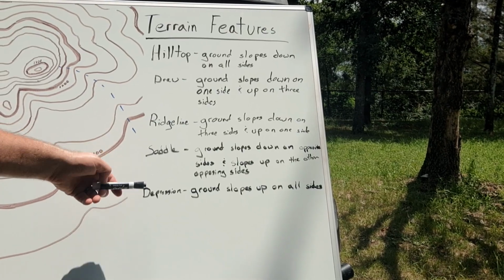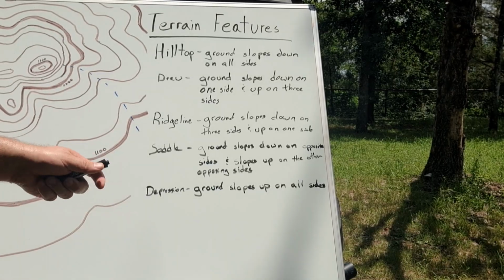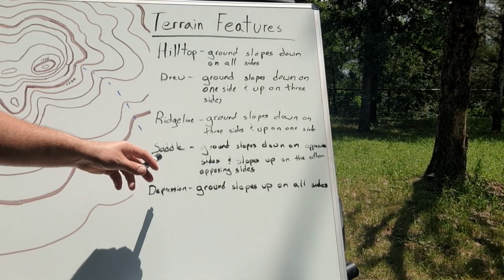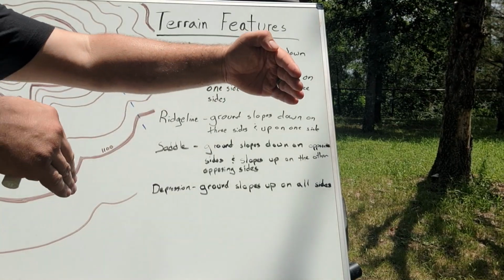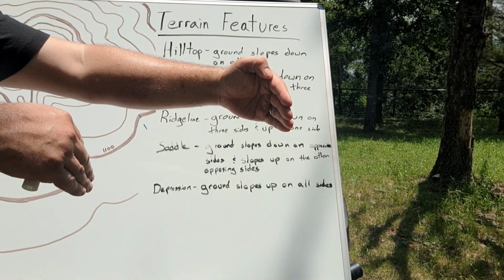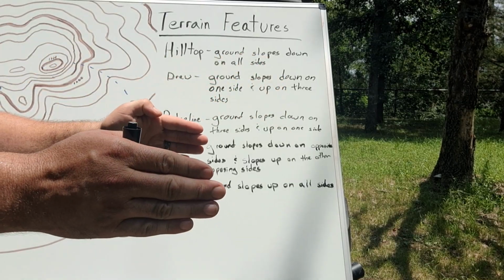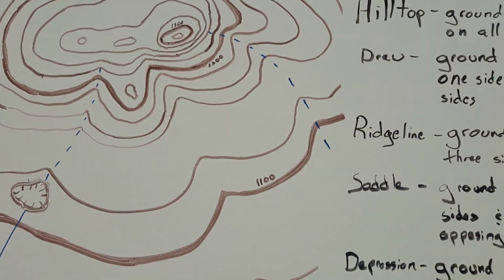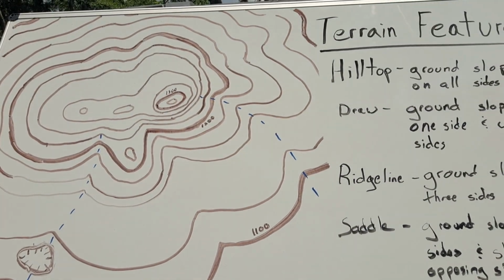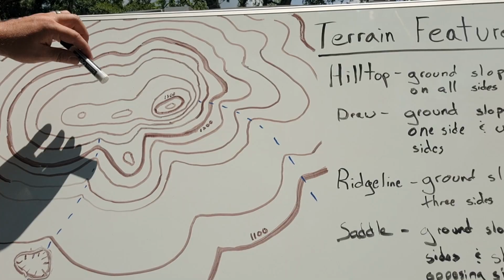A saddle, notch, gap, pass, that's the next terrain feature. You're going to have ground sloping down on two opposing sides. So two sides here, the ground's going to be sloping down. On these two sides here, the ground's going to be sloping up. So ground down on two sides, ground up on two sides. What's that going to look like?